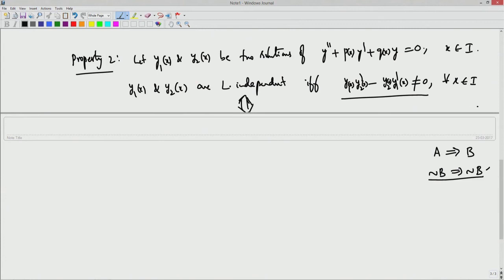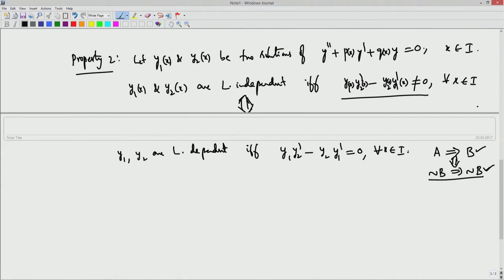If I use that logic, these two statements are equivalent, and keeping this in mind, you can rewrite that property as: y1 and y2 are linearly dependent if and only if y1 y2 dash minus y2 y1 dash equal to 0 for every x in I. You can do it like this.